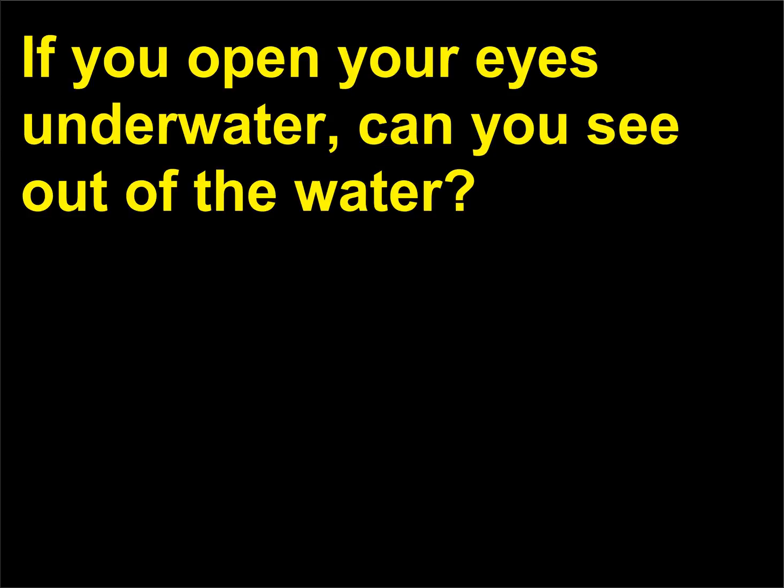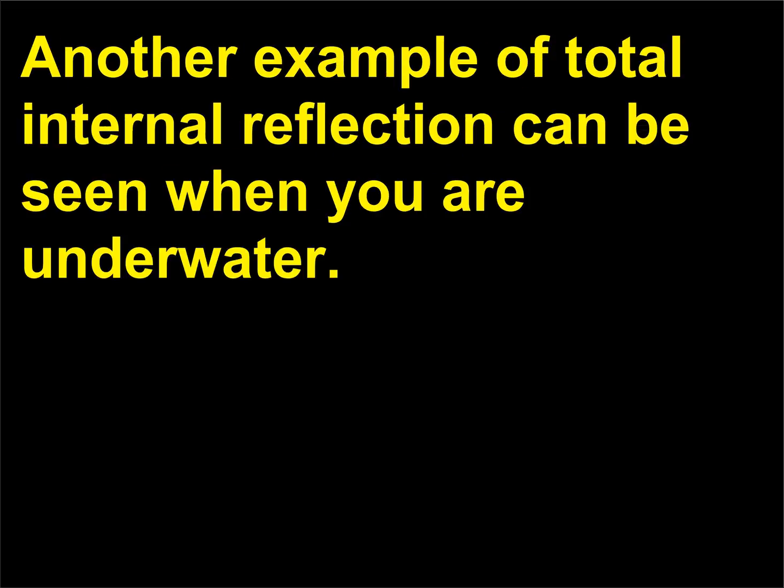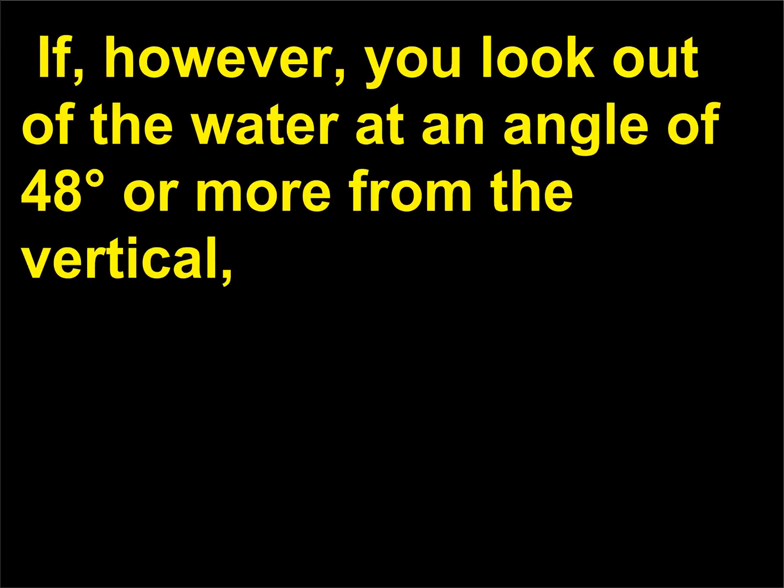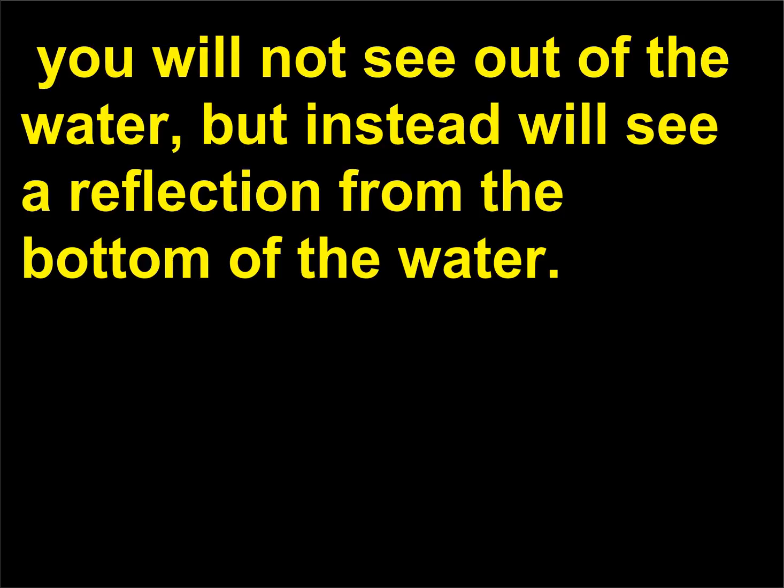If you open your eyes underwater, can you see out of the water? Another example of total internal reflection can be seen when you are underwater. If you look straight up out of the water, you will see the sky and any other visible surroundings directly above the water. If, however, you look out of the water at an angle of 48 degrees or more from the vertical, you will not see out of the water, but instead will see a reflection from the bottom of the water.